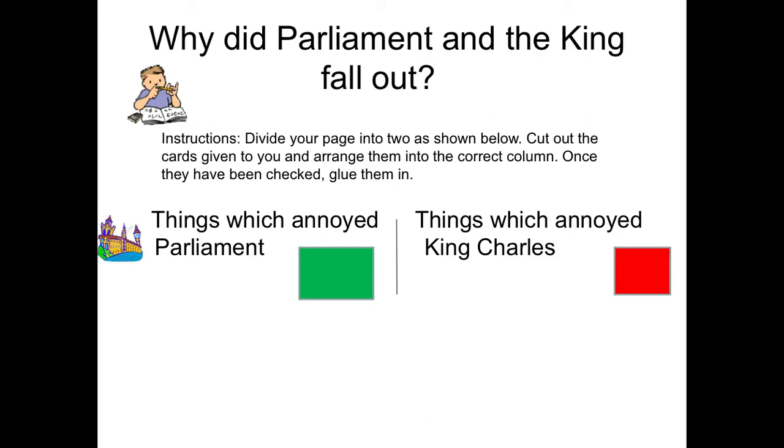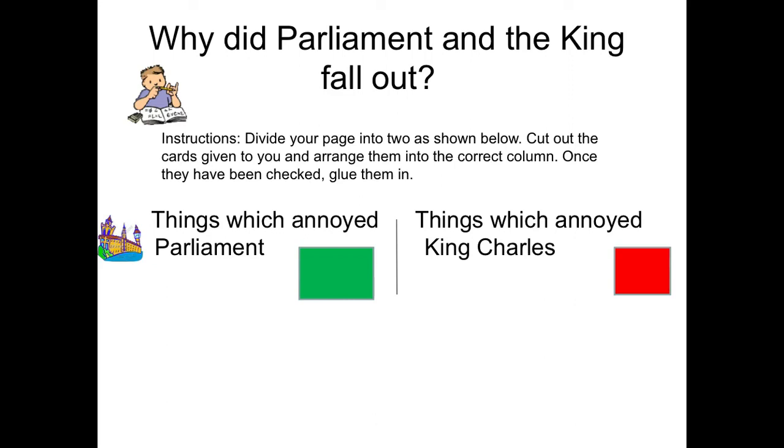So things that annoyed Parliament could be, for example, in green, and things that annoyed Charles could be in red. So, for example, if Charles marries a Catholic princess, Henrietta Maria, it's going to annoy Parliament, okay? Really annoy them because Charles was Catholic and Parliament was Protestant, okay? So they're going to be really annoyed by Charles doing that, okay?